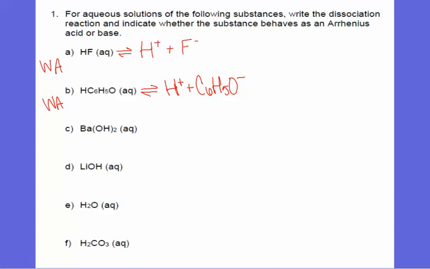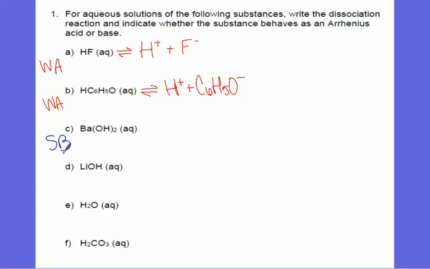It is a base. The rule of thumb for bases is it's always group 1 with hydroxide and then strontium and barium with hydroxide. So yes, this is a strong base.